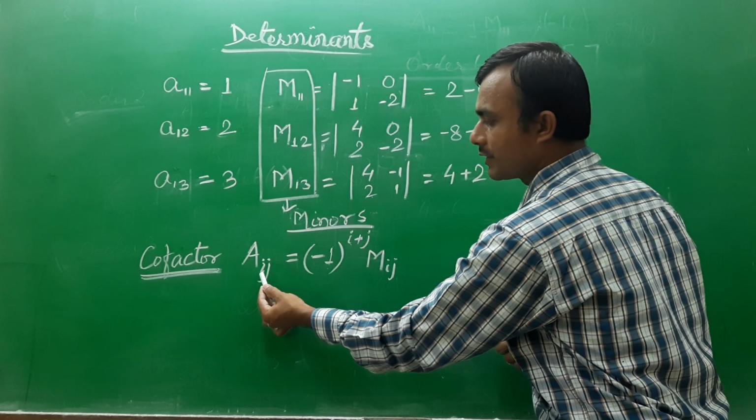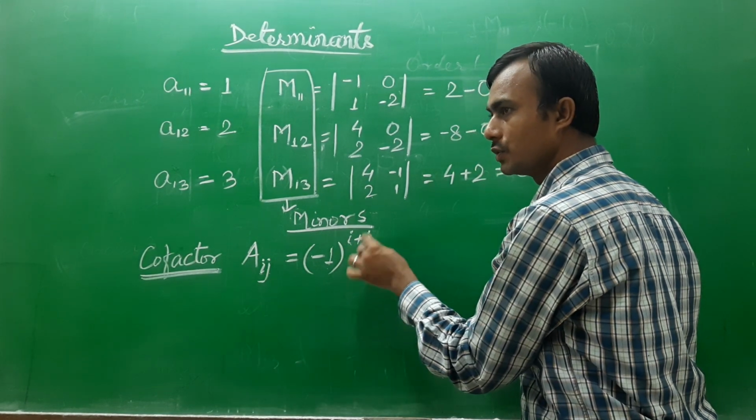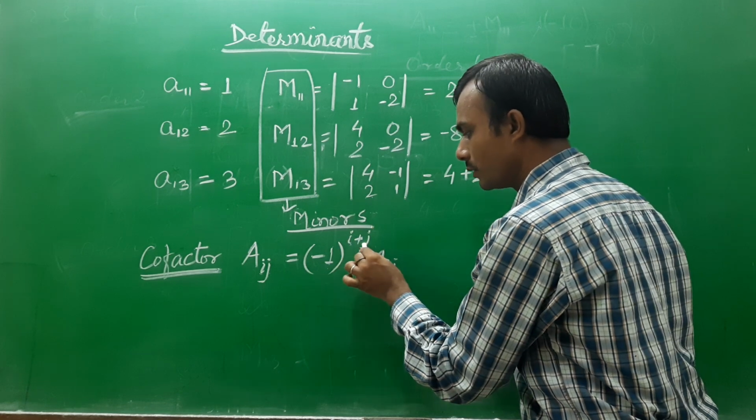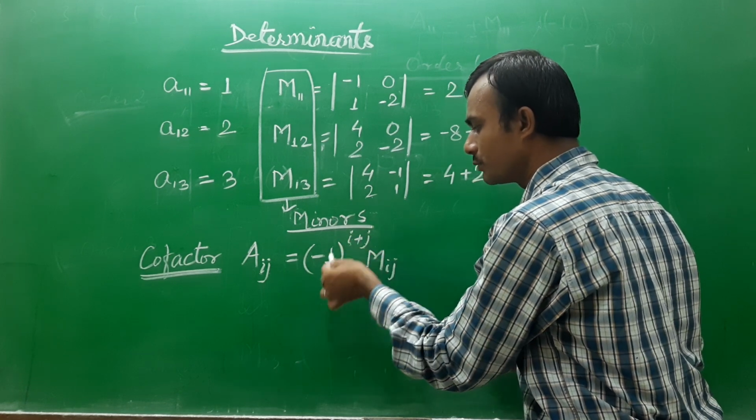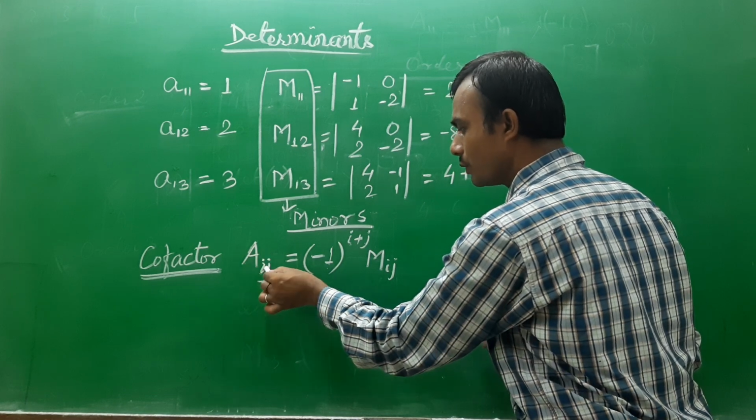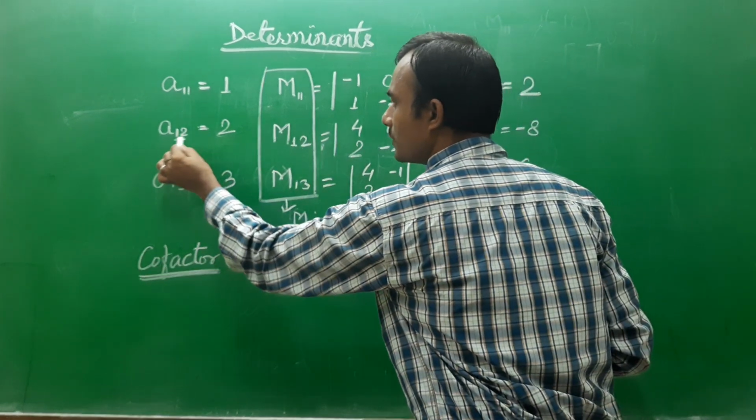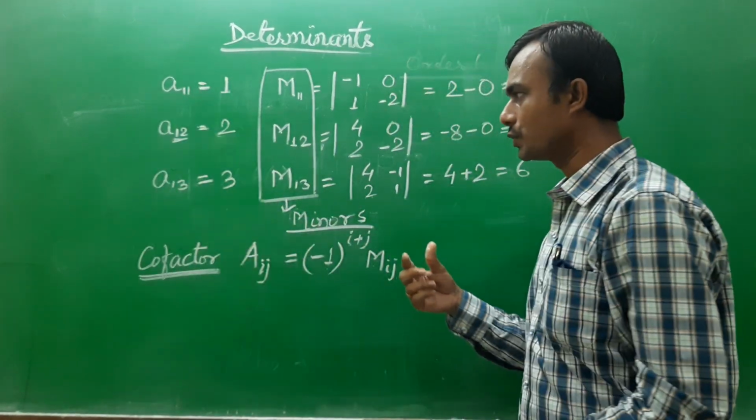For the first element, 1 1. So what is the sum of 1 and 1? 2, an even number. Minus 1 to the power 2 is positive. So directly for the first element, a11 equals m11. Now look at the second, a12.